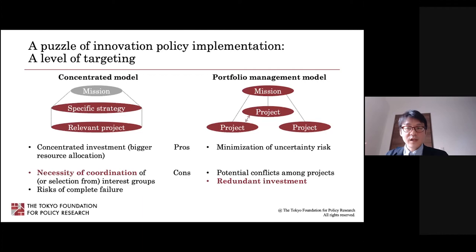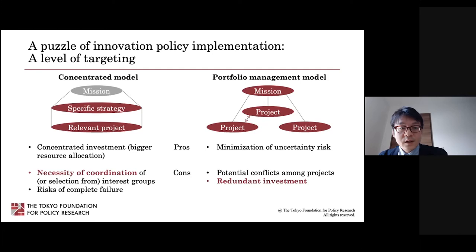The advantage of this type of model is obviously the minimization of uncertainty risks of any innovation project. And in terms of regulations, this is also beneficial because if we have several competing or parallel regulations, we can choose the best one in the changing environment. But the disadvantage is clear. This is redundancy, and sometimes conflict. There are some conflicts among the projects or regulations.